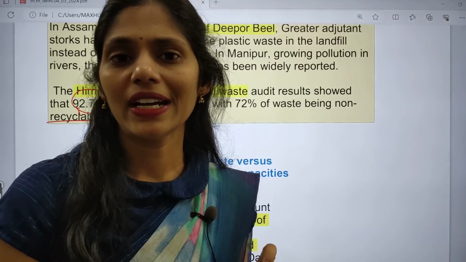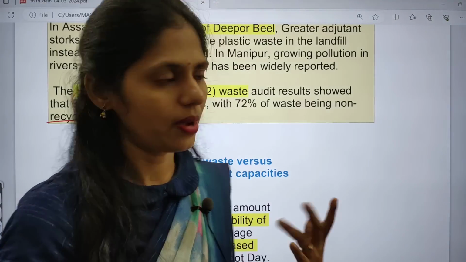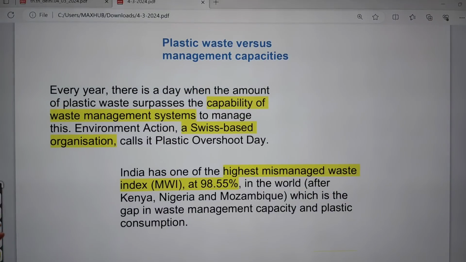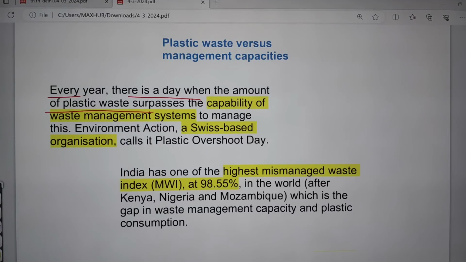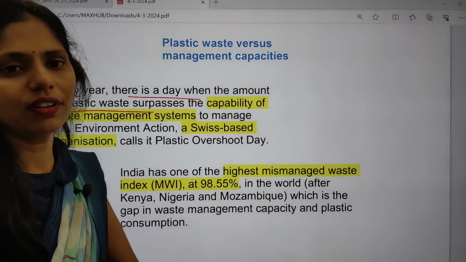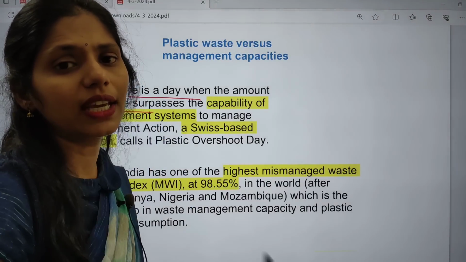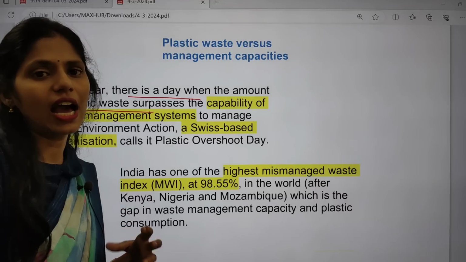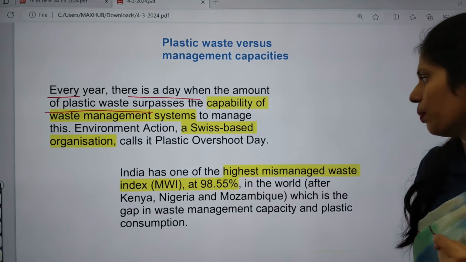This is one problem that leads to plastics ending up in the water as well as in the oceans, etc. If we talk about plastic waste versus management capacity, every year there is a day when the amount of plastic waste surpasses the capacity of waste management systems. What happens is that whatever capacity we have for recycling is exceeded. The waste we generate is higher than the recycling capability. This is one important problem.